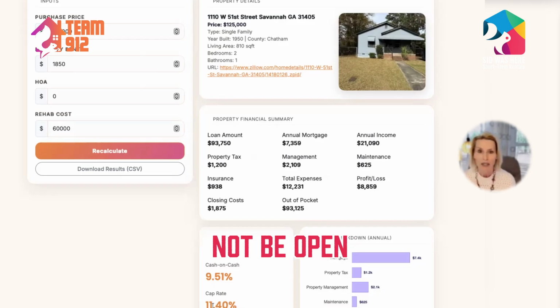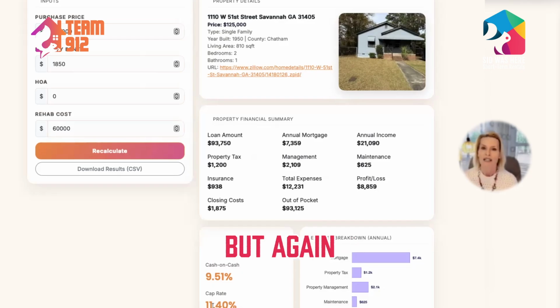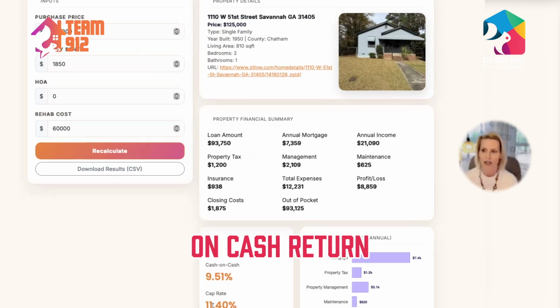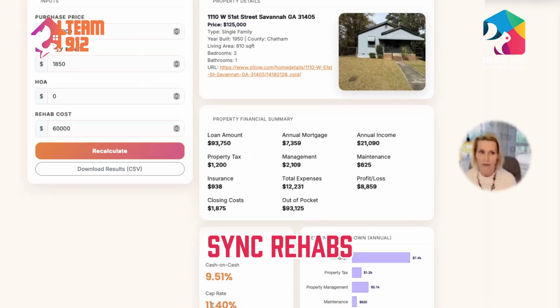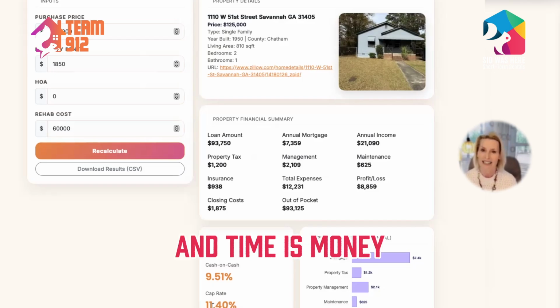Now, you may or may not be open to a flip. You may not be open to a $60,000 rehab, but again, put in that cash on cash return, look at everything. Look at the photos. Some of these may be lipstick rehabs. Some of them may be good to go. They might be turnkey. You just never know. But when you use this deal calculator, it's going to speed you up, and time is money.